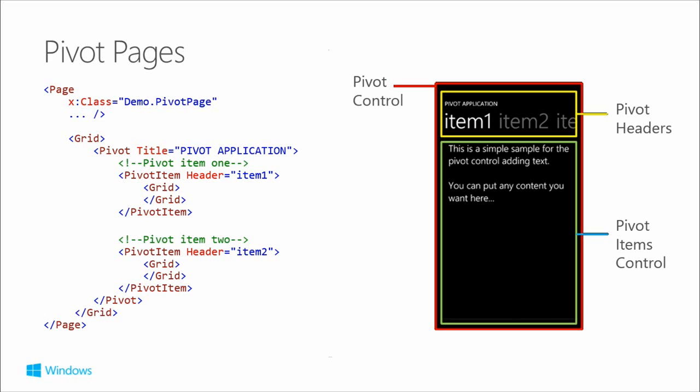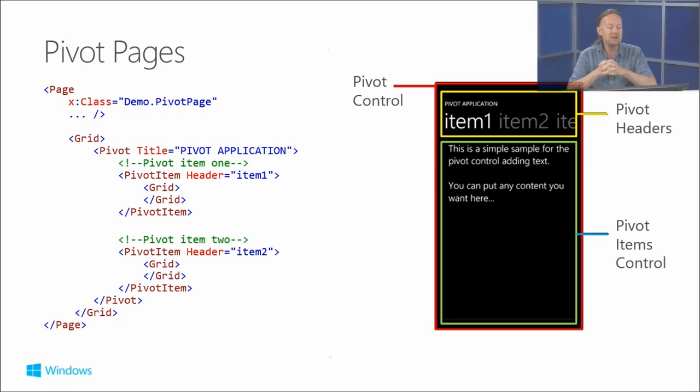And the way that you use it is you have your page object, the class object, a pivot page, and inside that you have a grid, the container control. So you must always have a single control inside the page, which is the container for everything else. Then inside that, you just stick a pivot, and the pivot fills the whole of that page control. You give a title, which ends up as the application title on the top, and then you have one or more pivot items, and a pivot item is the content area for each pivot pane, if you like.